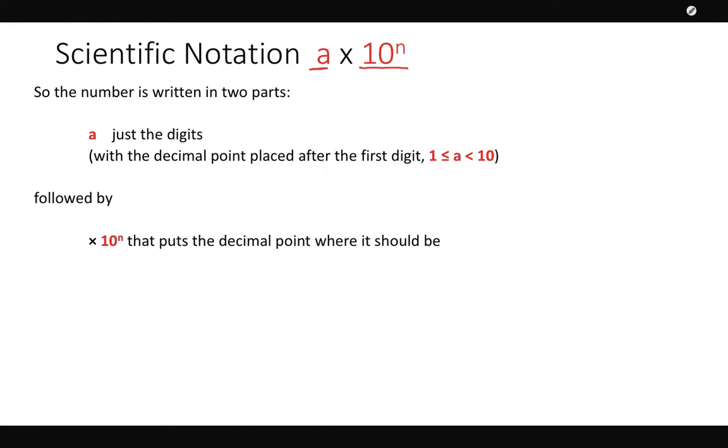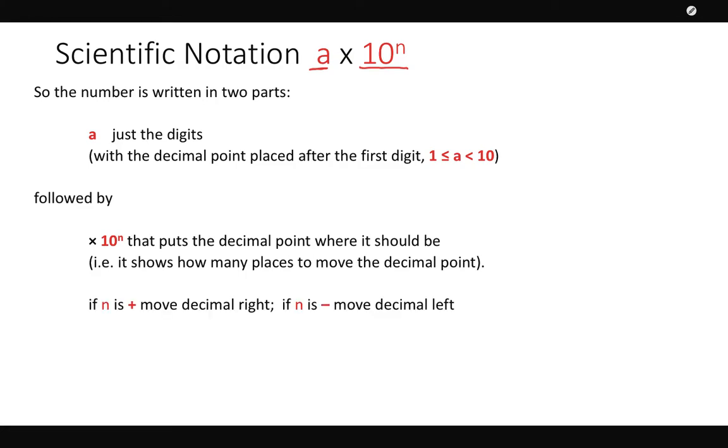And that puts the decimal point back to where its original place was. And so it shows us how many places to move the decimal point back to make it its original number. If n is positive, you'd move that decimal to the right. And if n is negative, you'd move that decimal to the left.